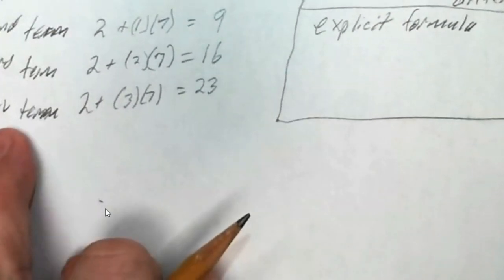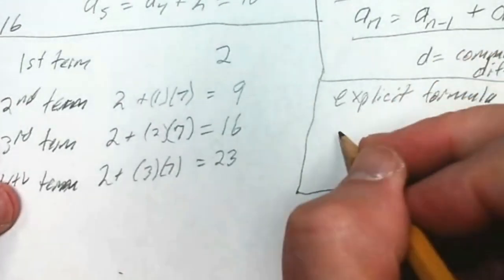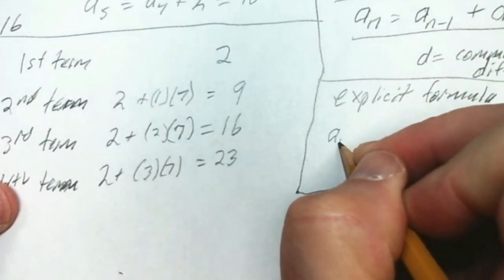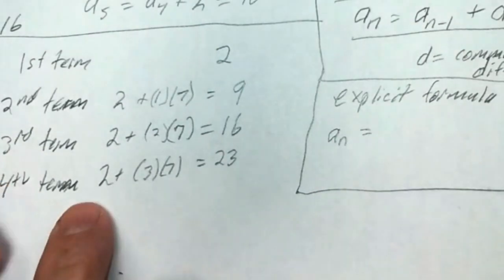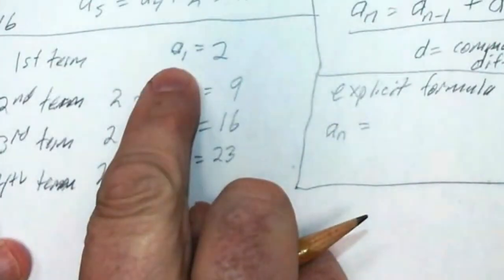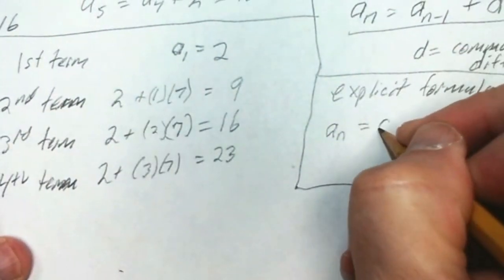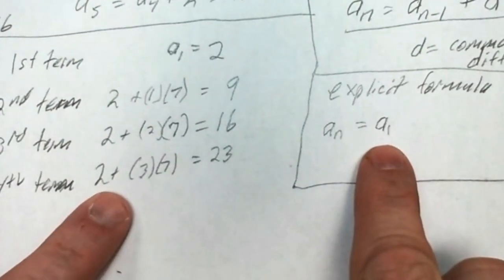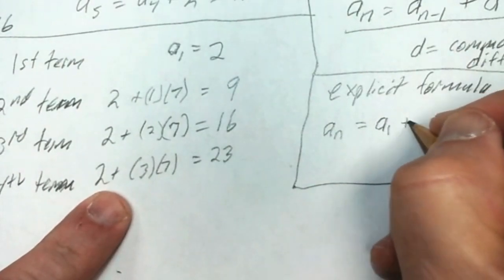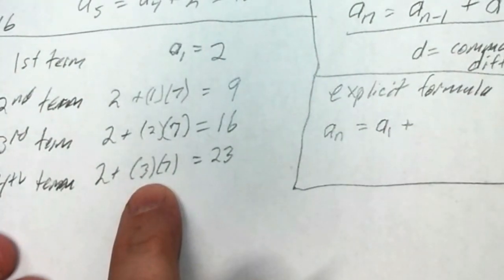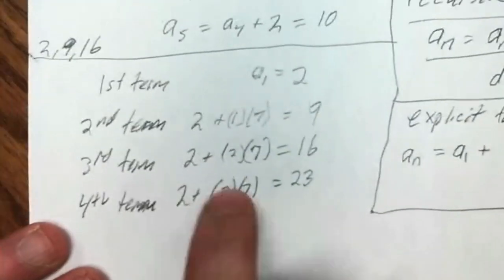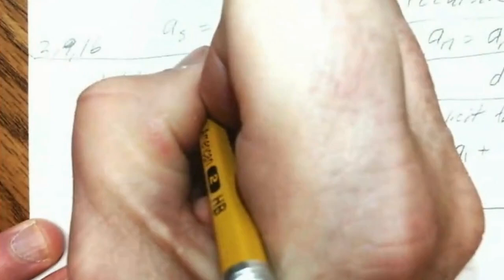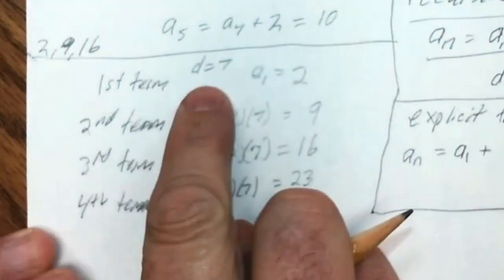So when we wanted to find a term, whatever the term was, a sub n, what did we use? What is 2? Well, 2 was the first term, that was a sub 1. So if we have the first term, a sub 1, and we add to it the common difference, for this one d equals 7. Every time it adds 7.